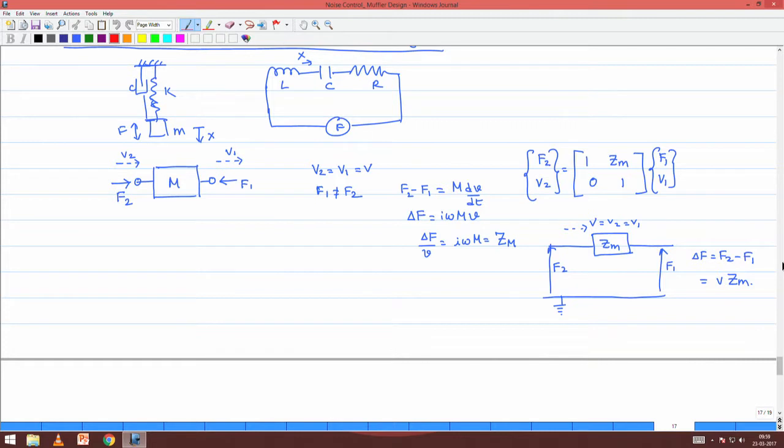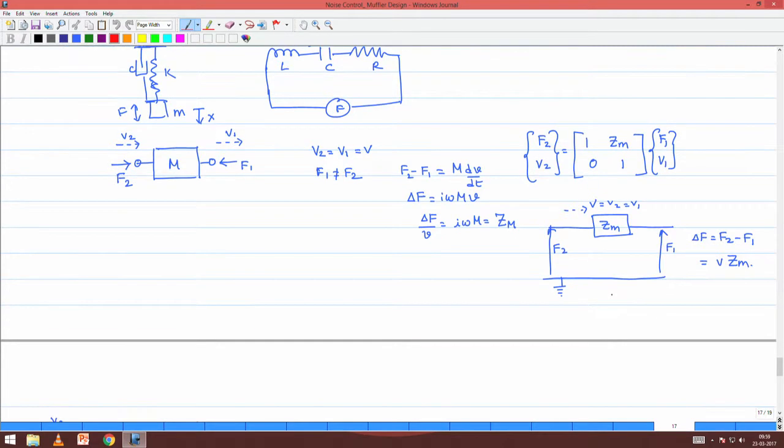In the last class we talked about electromechanical analogies, in particular for the three fundamental mechanical elements, namely mass, spring and the damper. We were able to formulate both the transfer matrix as well as the equivalent electrical circuit. For the mass element, we understood that the forces on the two sides need not be the same, whereas the velocities on the input and the output side has got to be the same.